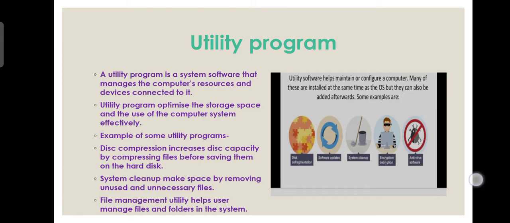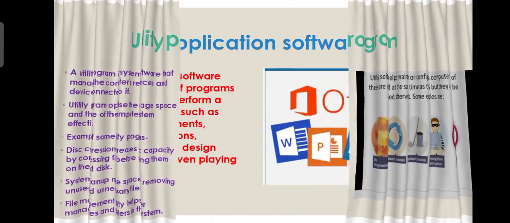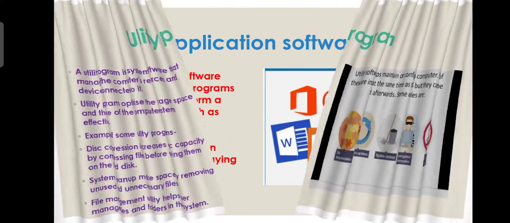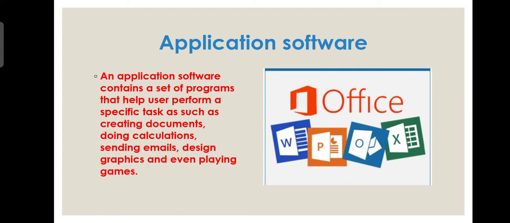So let's move to the application software, the most important part of the system. What I was saying in the system software is that system software is more important than the application software. Now why is it, let's study about it. An application software contains a set of programs that help the user to perform a specific task, such as creating documents, doing calculations, sending emails, designing graphics, and even playing games.